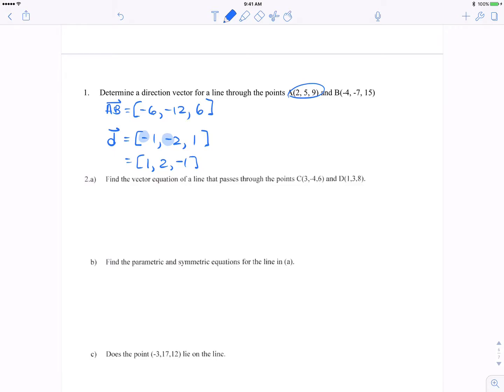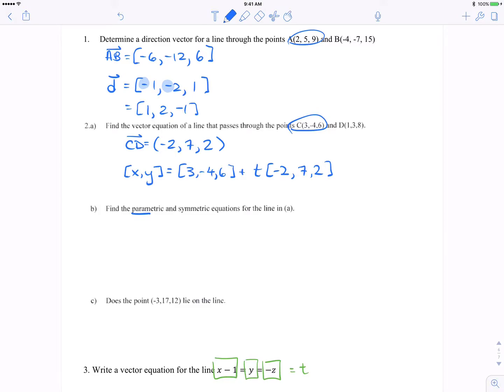What is the equation that passes through these points? So I look at CD. This becomes 1 minus 3, -2, 7, and 2. Can't reduce it. It wants the overall vector equation, so I'll pick this point here. Doesn't matter though. 3, -4, 6, plus t. Beautiful.